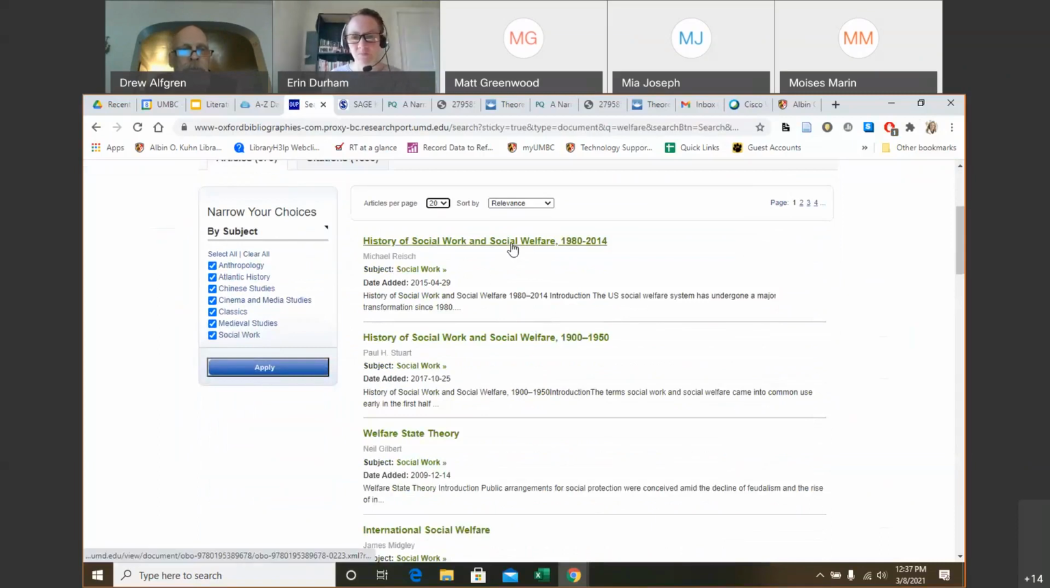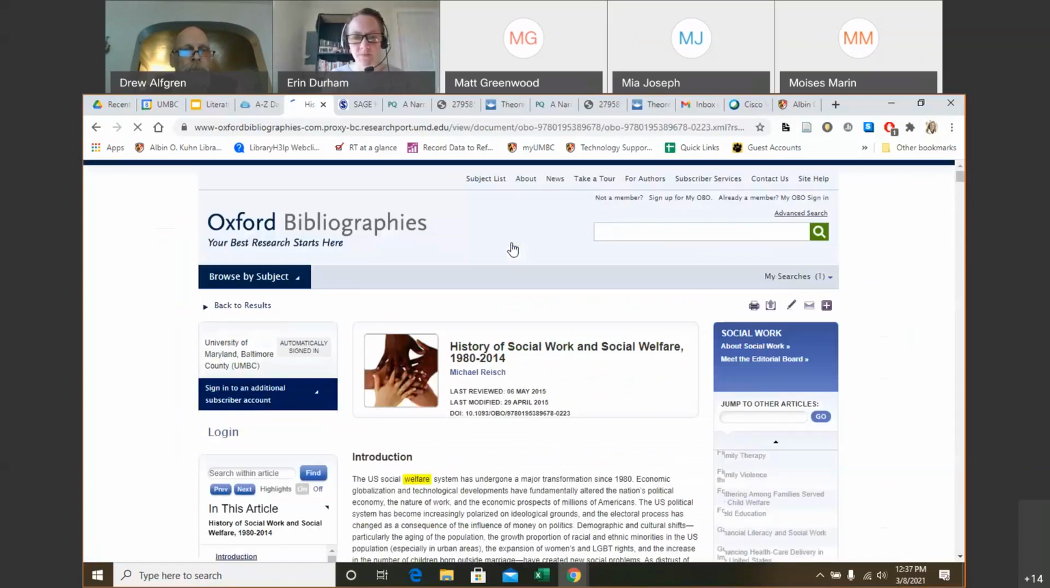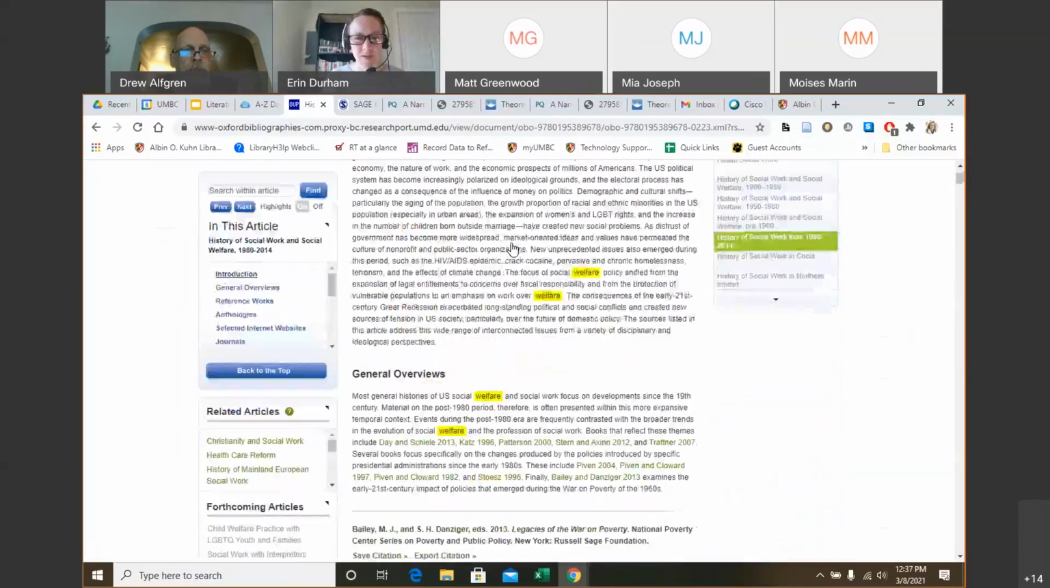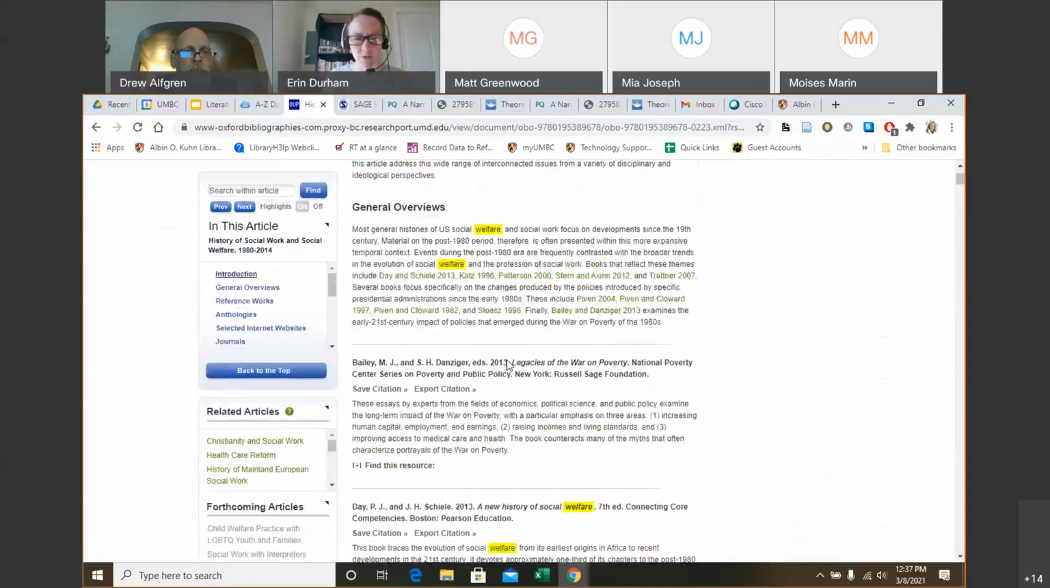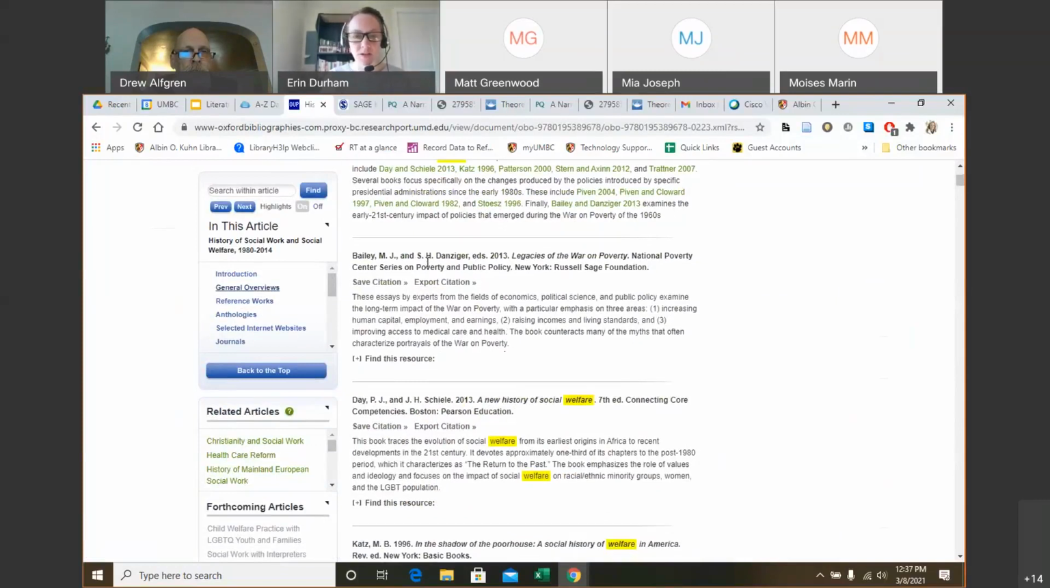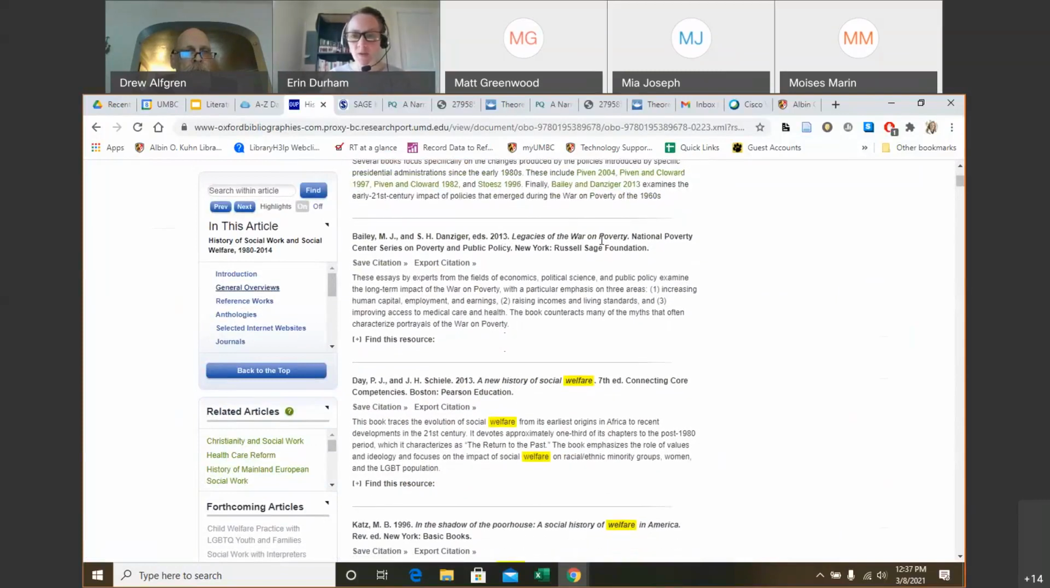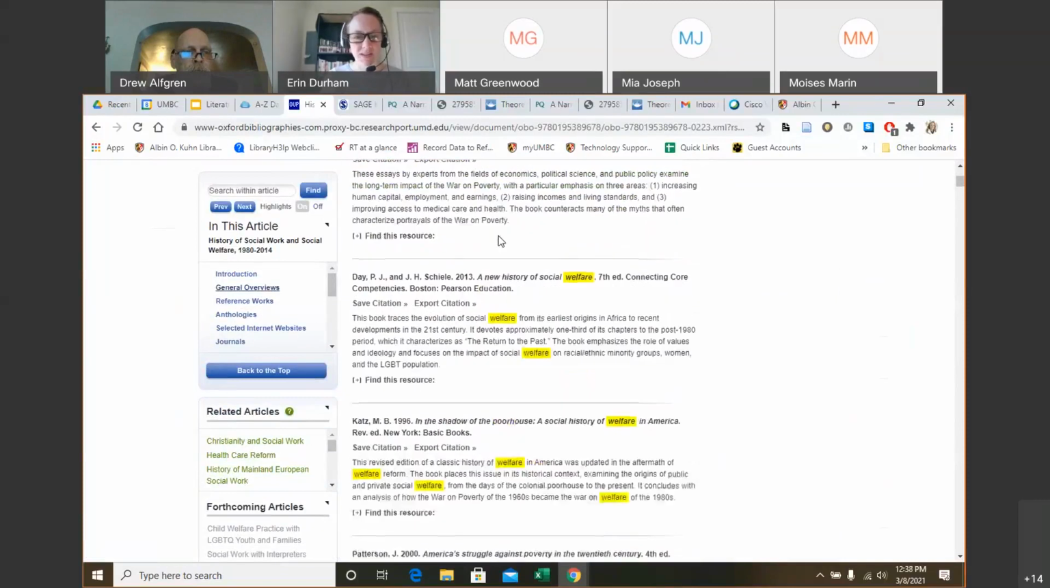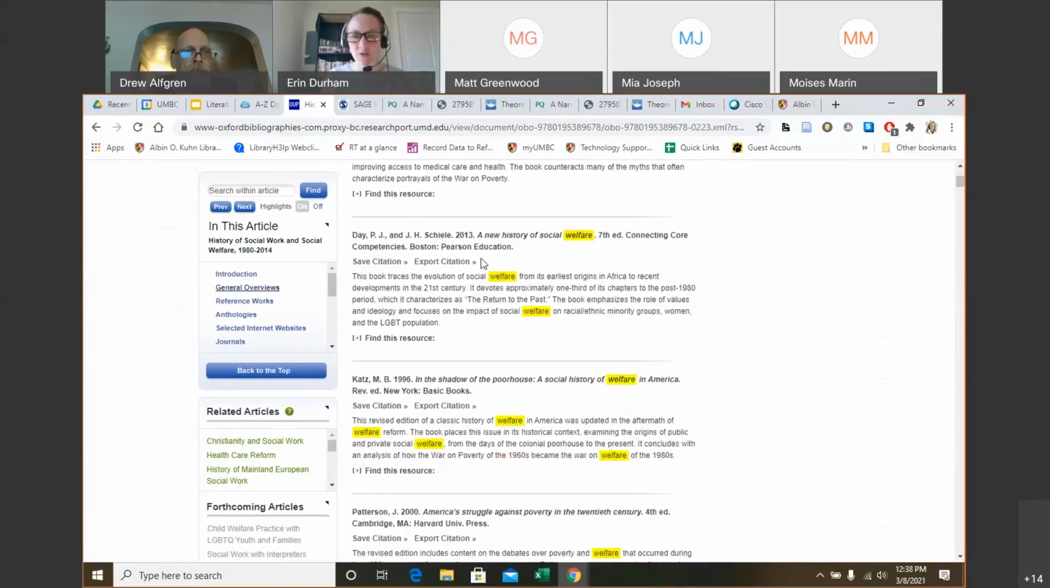And then for each entry, pick one. So we're going to do the history of social work and social welfare. And it's going to provide an introduction, a general overview. And this is the part where it's going to give you some of the major titles. This is Legacies of the War on Poverty from 2013. This is a new history of social welfare.